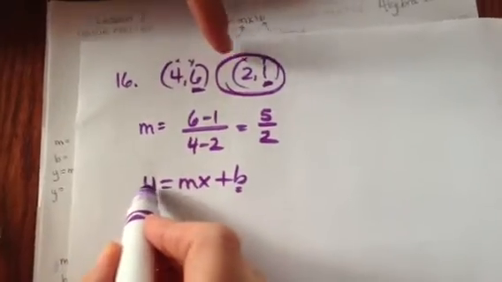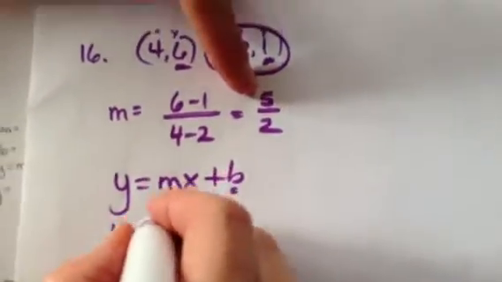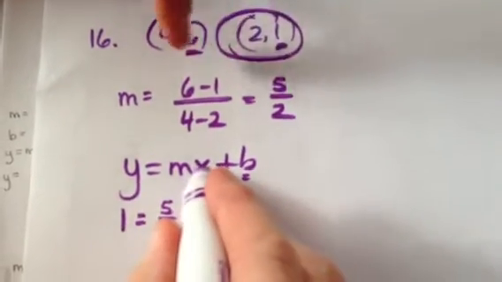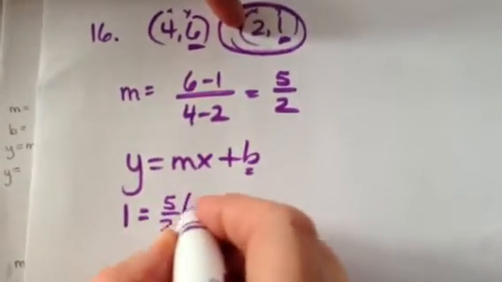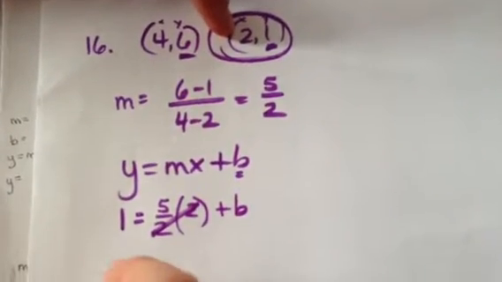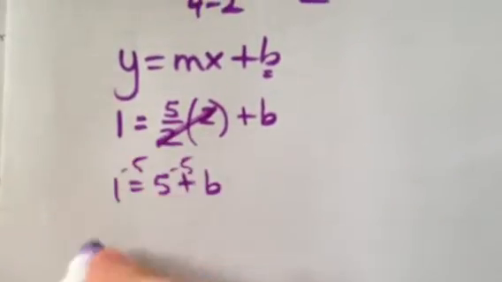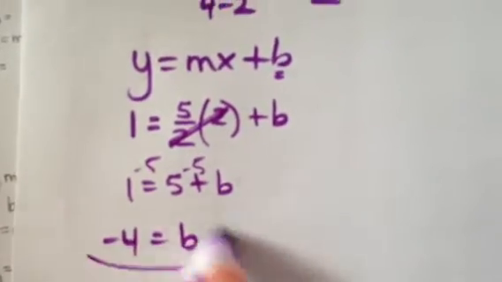So if I'm going to use this point, my y value is 1. My slope, unfortunately, is a fraction. My x value is 2 plus b. But this is cool because the 2's cancel. See that? So you have 1 equals 5 plus b. Subtract 5 from both sides. So b equals negative 4.